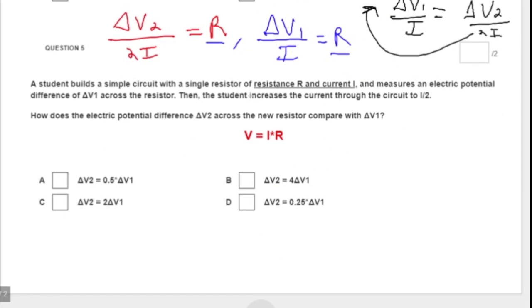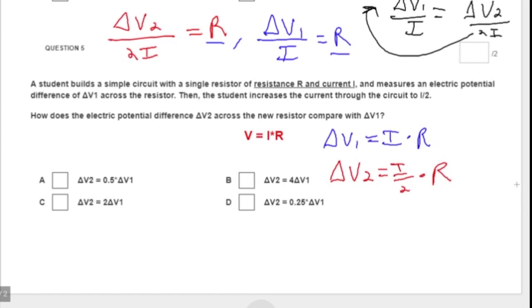So last problem, we have the simple circuit with a single resistor R and current I, and it measures an electric potential of delta V1. So let's write that again. Delta V1 is equal to I times R. All right, and then this time, instead of us increasing that current, we're actually going to decrease that current to be half as much. So delta V2 is equal to I over 2 times R.